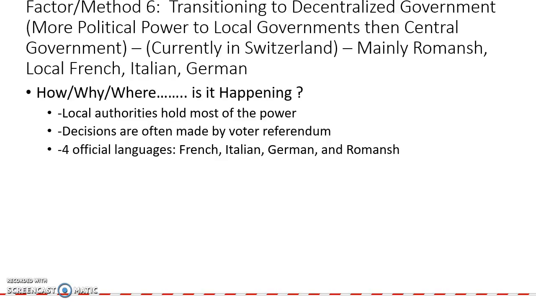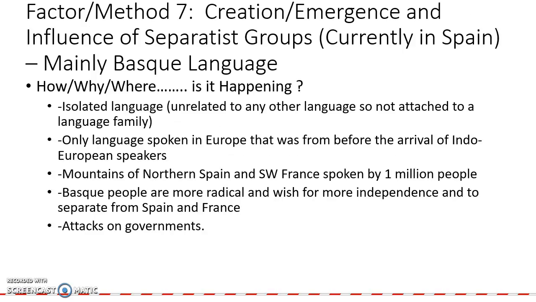Method number 7, the final one, is that a lot of groups, in order to promote or revive their minority language, you see this in many separatist groups. This is currently in Spain with the Basque language and the Basque separatist group. The Basque group, they want to have their own country in northern Spain. And a separatist group, that means they're truly trying to separate away from the government. So they're acting out against the government.